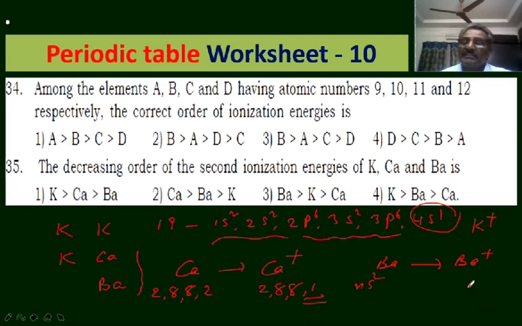NS2 configuration. In barium plus, NS1 configuration will be there, but the principal quantum number of barium is more than that of calcium. So the least second ionization energy will be possessed by barium, next calcium, next potassium. But in the case of first ionization energy, potassium has the least ionization energy. But second ionization of potassium is very high. So the order is potassium greater than calcium greater than barium. That is, first option is the right option.